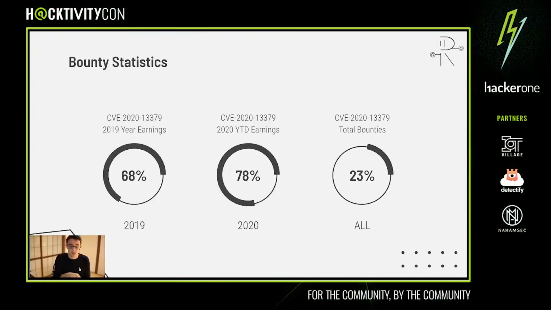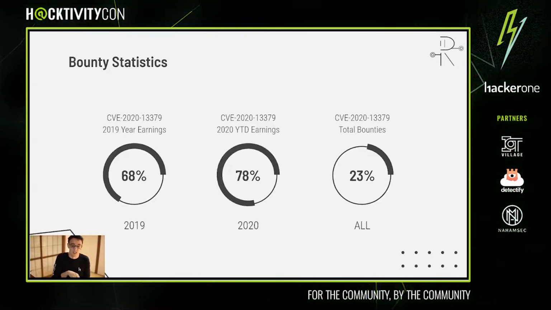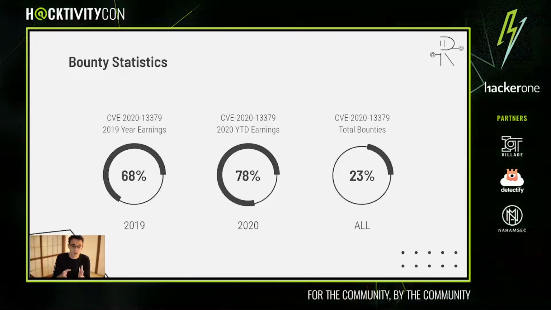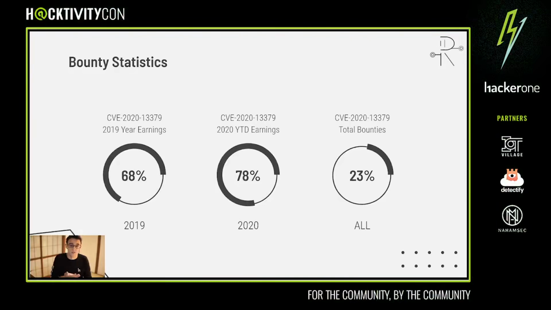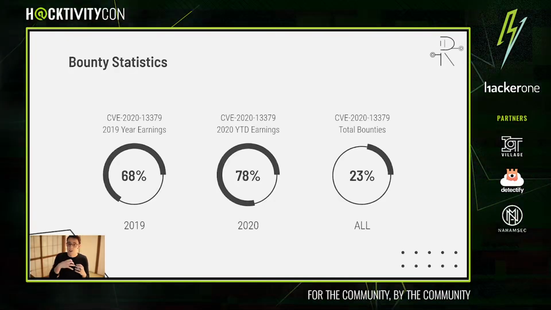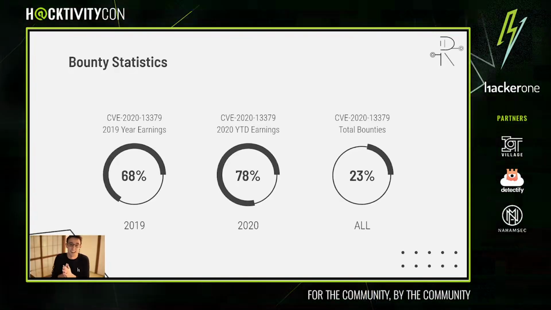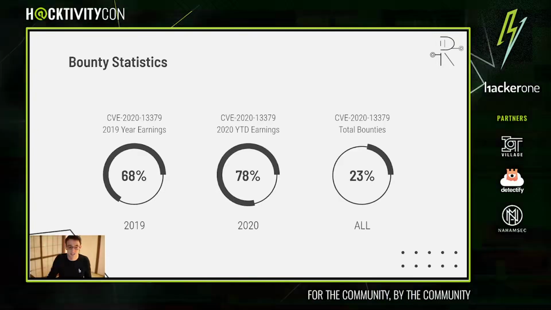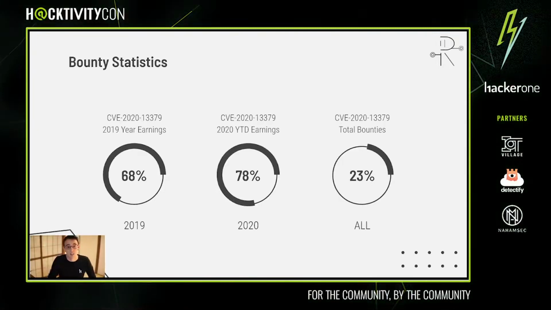And 78% of this year's earnings year to date, I started going full time this year, so it's a little bit more than last year, were from these CVE bounties. And then lastly, of all of my bounties in total, as a top 100 hacker on HackerOne, 23% came from this bug. So if you hunt for 0 days, you can really make some good cash off this. So I would really recommend looking into it.